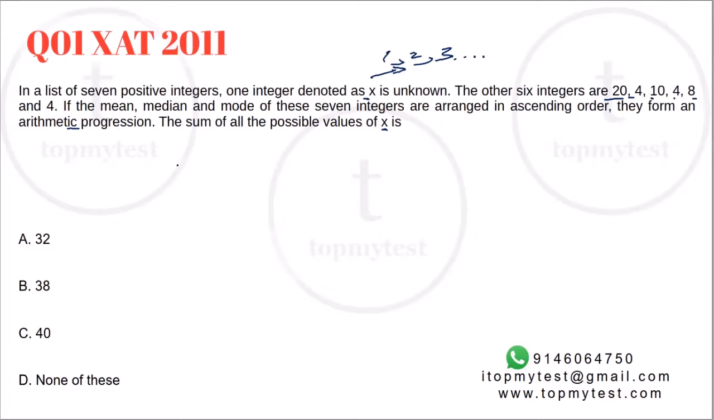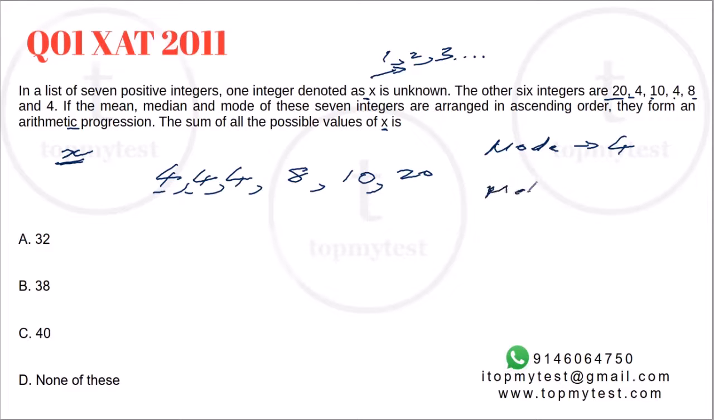So you have 4. I need to arrange it in ascending order first, because I need to calculate the median. So 4, there are 3 4s here. Then there is an 8. Then there is a 10 and there is a 20. And there is an unknown number x. What will be the mode? Mode is the number which comes up the maximum number of times. So 4 will come maximum number of times irrespective of what the value of x is. If x is 8, 10 or 20, the mode will still be 4. So we know mode is 4.